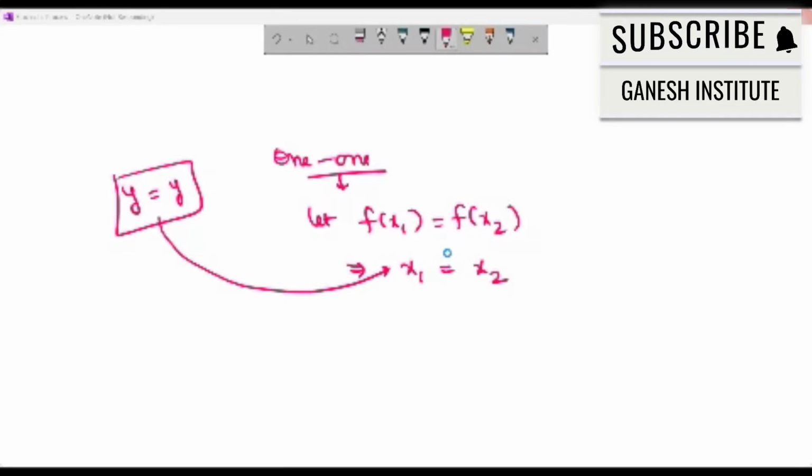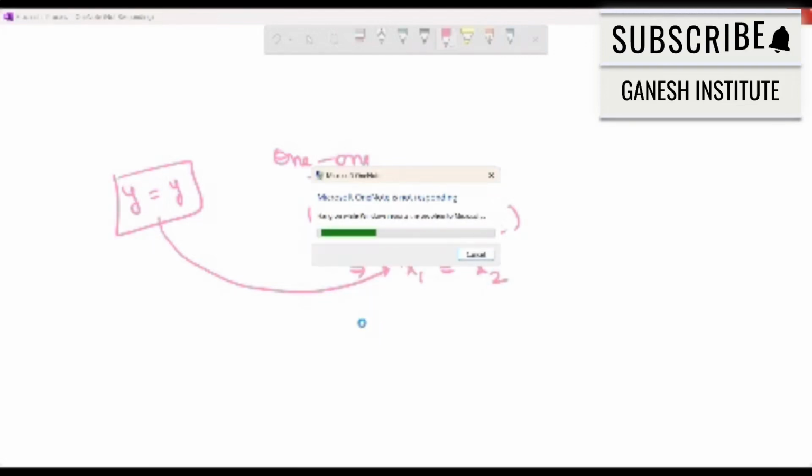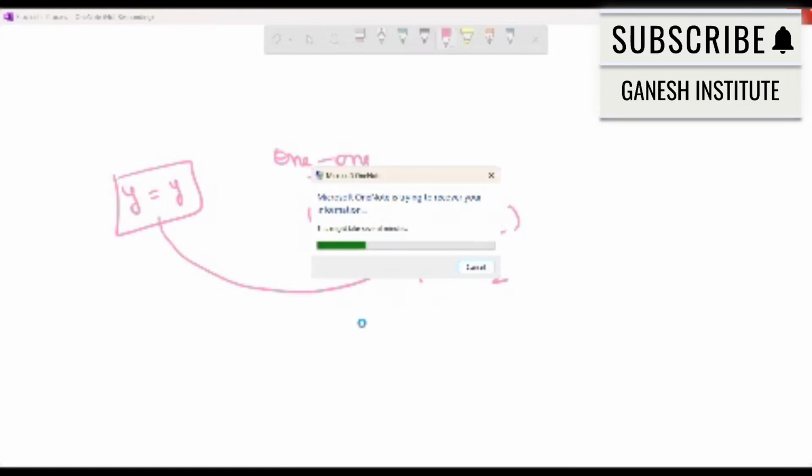So the x values are the same? Yeah, that is what one-one is, when you have only one x for one particular y. So you are saying if f of x1 and f of x2 give two different y's, one is y1, one is y2, and if they are equal, you are assuming with the contrapositive. No, I am not assuming that it is one-one. Let's assume there are two y values, y1 and y2, but I have assumed that both of them are equal. That means it is not the case of one-one.